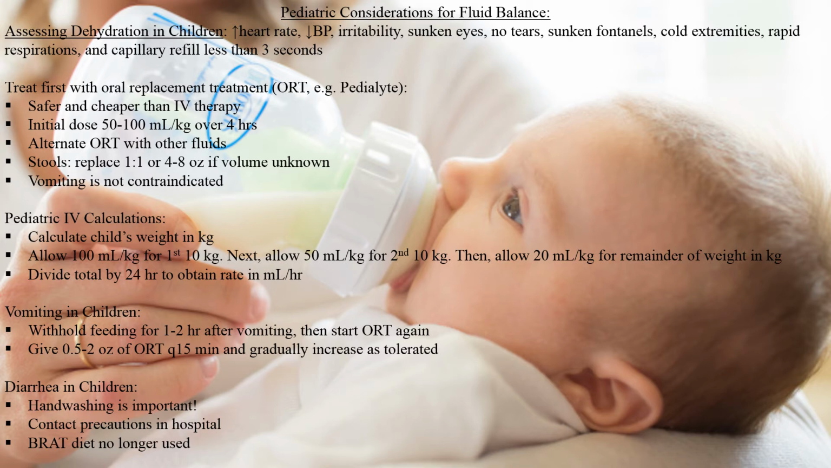Treat first with oral replacement treatment, such as Pedialyte. This is safer and cheaper than IV therapy. The initial dose should be 50 to 100 milliliters per kilogram over 4 hours. Alternate ORT with other PO fluids.